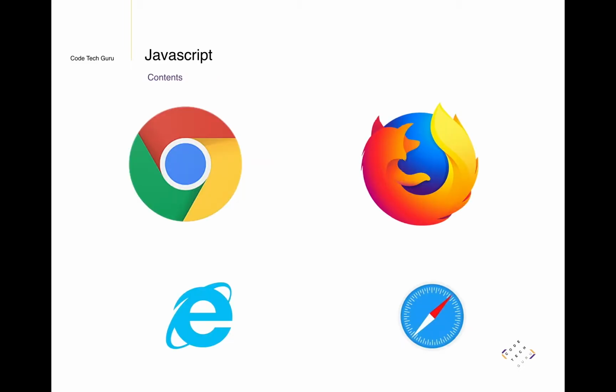Now, there are different JavaScript engines on different browsers. Chrome uses something called the V8 engine, and Mozilla has a similar engine, just named differently, called SpiderMonkey. On Safari, there is Nitro, and on Internet Explorer, there is Chakra.